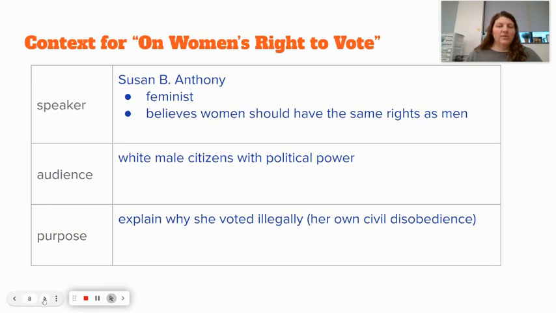And her purpose in speaking is to explain why she voted illegally, which was her own civil disobedience. And as you read that text, keep the speaker, audience, and purpose in mind, and use those clues to help identify the rhetorical choices she makes and how those work to persuade her specific audience.